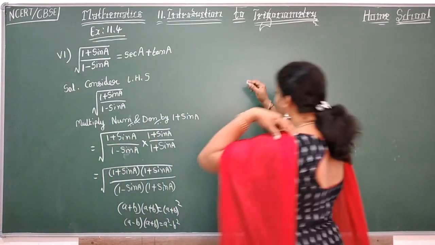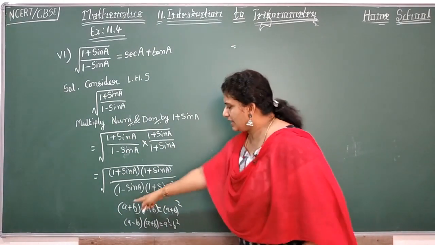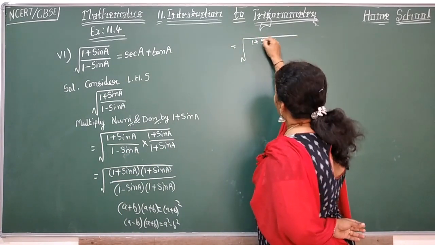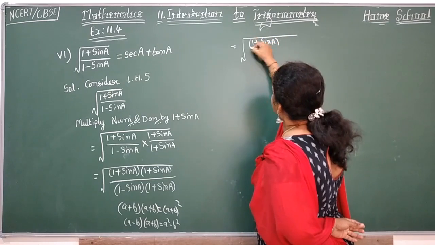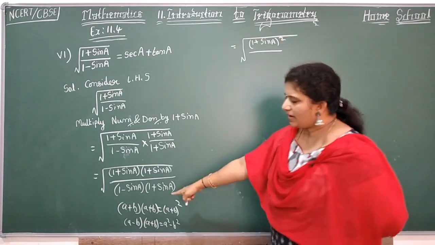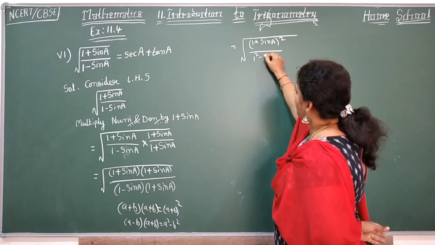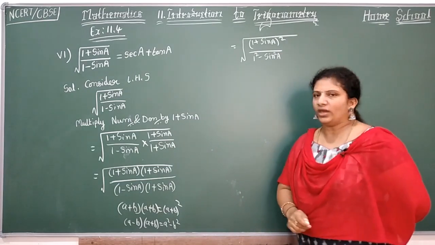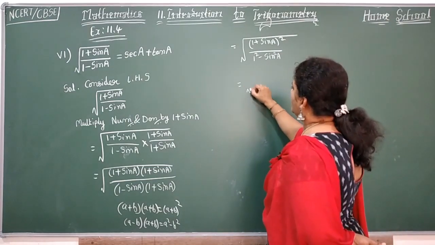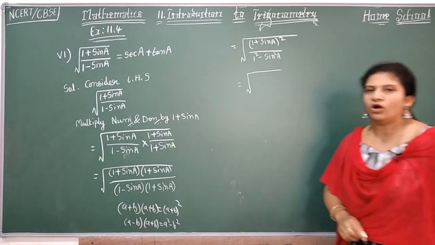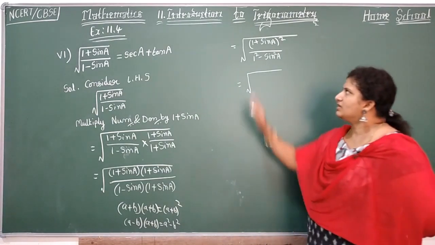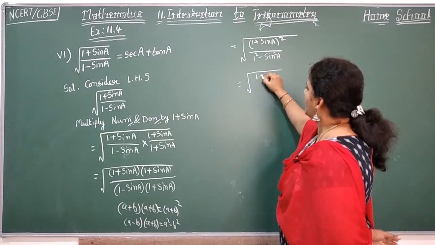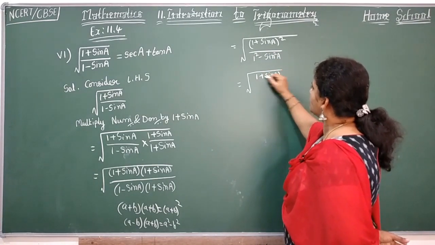Okay. So now, what is that, children, here? This is equal to square root of 1 plus sin A whole square by 1 square minus sin A whole square. Sin square A I will write here. So now that is equal to square root of. What I need to do here? I can see something here, but don't apply any A plus B whole square formula. Keep as it is, 1 plus sin A whole square.